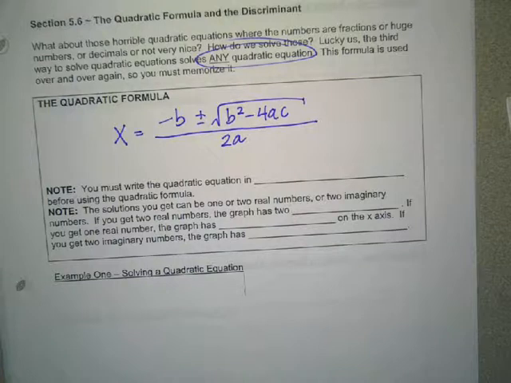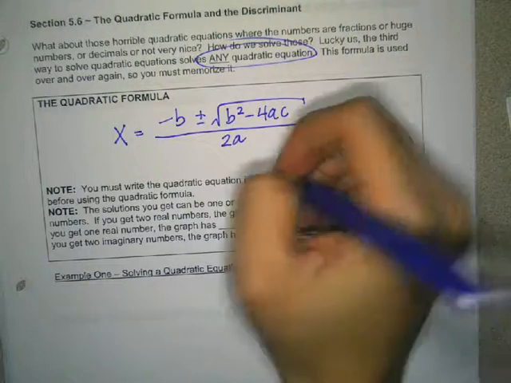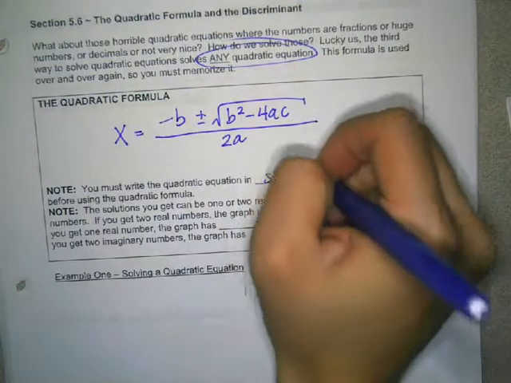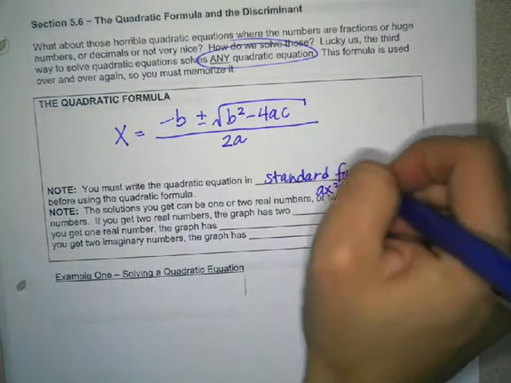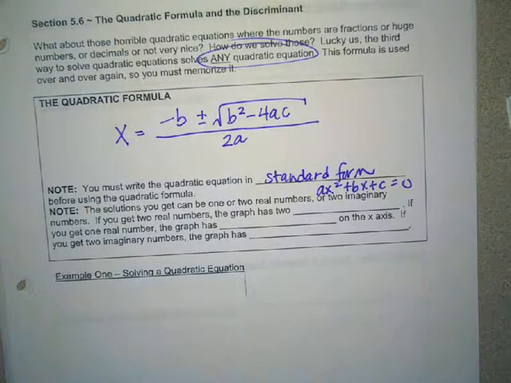Alright, a couple of notes that we need to write down. First thing, we need to make sure that we write the quadratic equation in standard form. So that's ax squared plus bx plus c equals 0. Because normally when we solve anything, we have to get it equal to 0. And if you don't get it in standard form, meaning everything on one side, you're going to have one of your values be wrong. Like your a, your b, and c won't be totally correct. The solutions you get can be 1 or 2 real numbers. You can get 2 imaginary numbers.